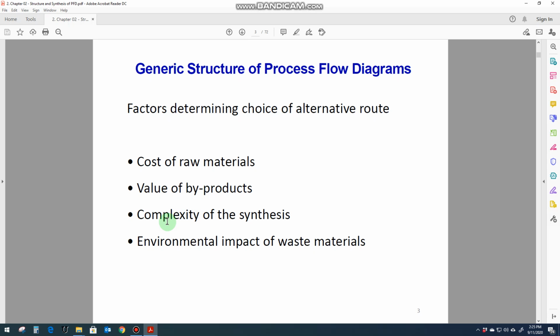The third one, the complexity of the synthesis. Here we have to deal with better heat integration and better production of the products. For example, if you want to generate gasoline from crude oil, there could be a simple process and there could be a very highly integrated process. So we have to see which process can give you the product with better process economics while utilizing less energy. The last one, the environmental impact of the waste material. So what could be the impact of the waste materials from any process on the environment?